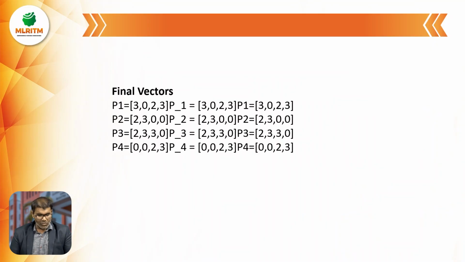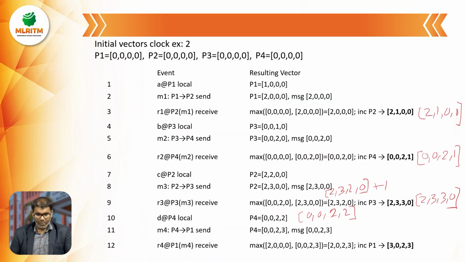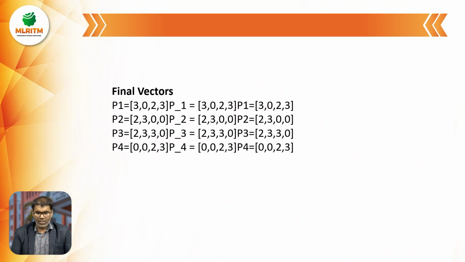And the final vector totally for this example, final vector P1 is equal to 3 comma 0 comma 2 comma 3.